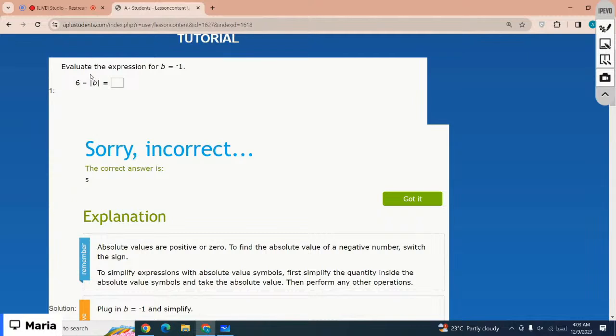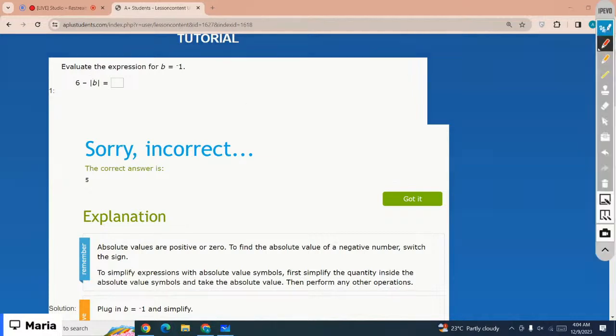Just look at the example. Evaluate the expression for b equals negative 1, and the expression is 6 minus the absolute value of b. Just replace the b with the value, that is 6 minus absolute value of negative 1. The absolute value of a negative number is always a positive number. So that is 6 minus 1, that equals 5. Got it? So the correct answer is 5.